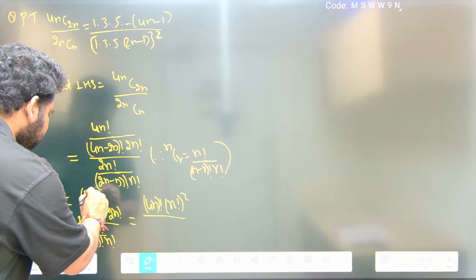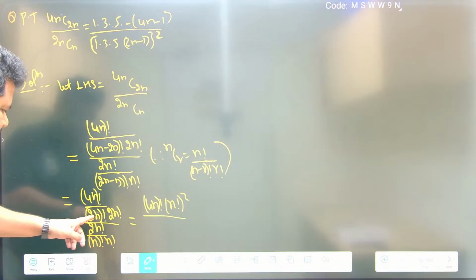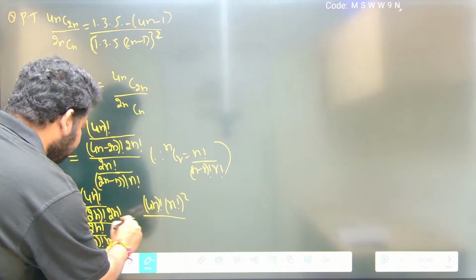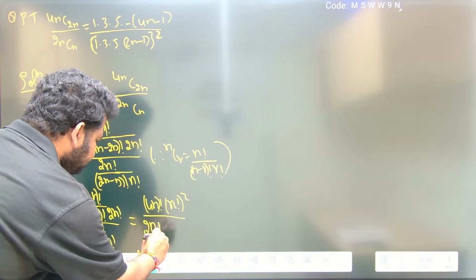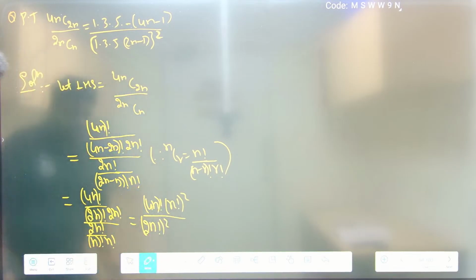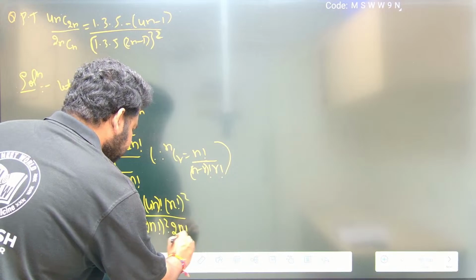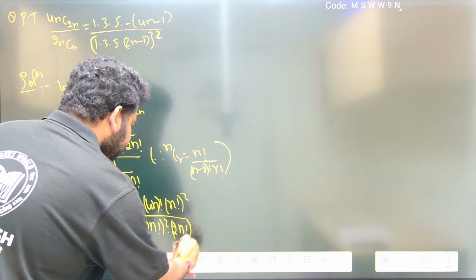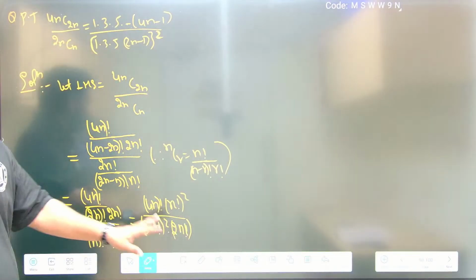Now for the denominator, what we have is 2n factorial into 2n factorial, correct? 2n factorial into 2n factorial is 2n factorial whole square. Okay, so this is what I have: 2n factorial whole square into 2n factorial. Let us not write it as a cube, let me write it as it is. This is what I am having.